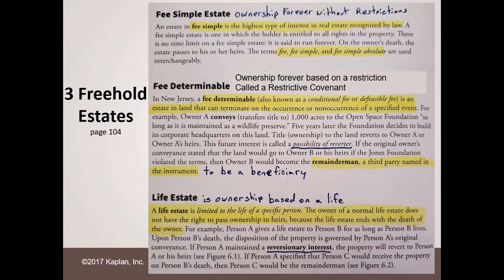Now, the person who put the restriction in the deed would be the one who the property would go back to, unless they name a third party to be a beneficiary, and that third party would be called a remainder man. A remainder man is a third party named in a document, an instrument, to be a beneficiary. You need to know that term as well, a remainder man.